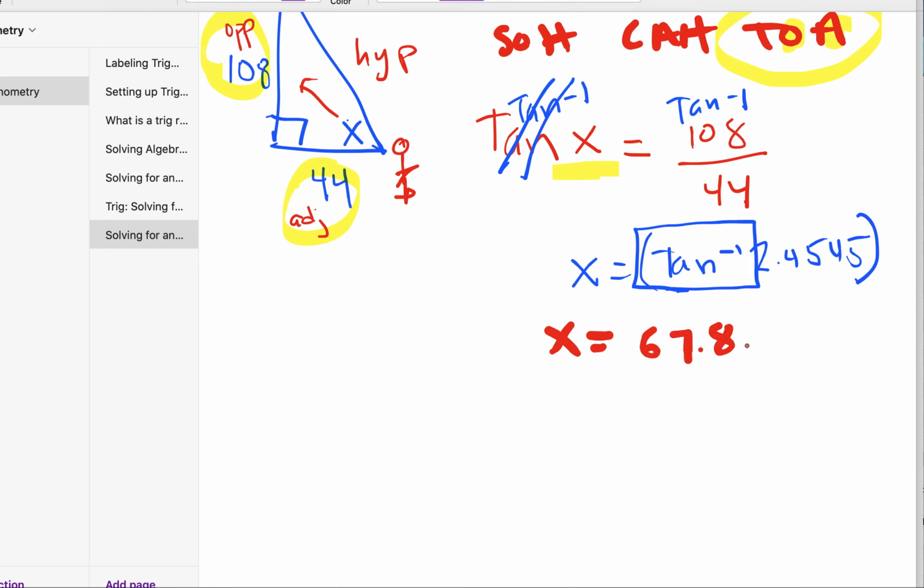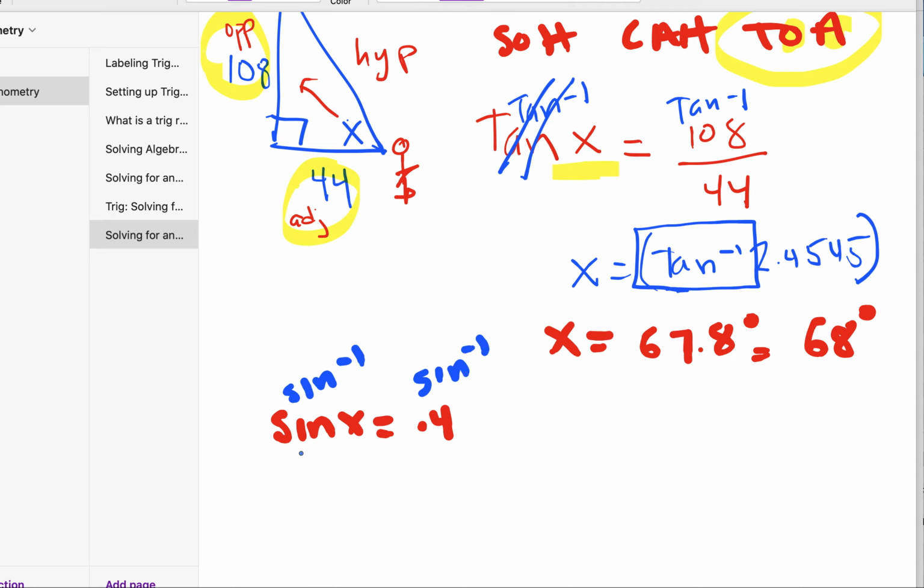So if we're rounding to the nearest whole number, they tend to do that with degrees, we would say 68 degrees. So whenever we have a tangent or a cosine or a sine attached to a variable, like sine of x equals whatever, 0.4, the way we separate it, we would apply both sides with the inverse tangent or inverse sine. That cancels this out. So x is by itself. And it tells you that you're going to have to push the inverse button in the calculator.